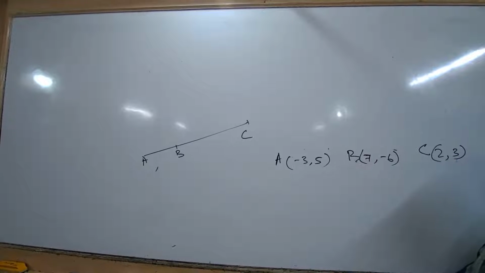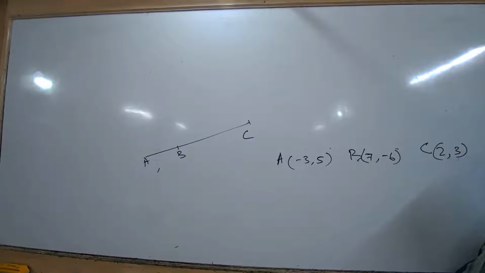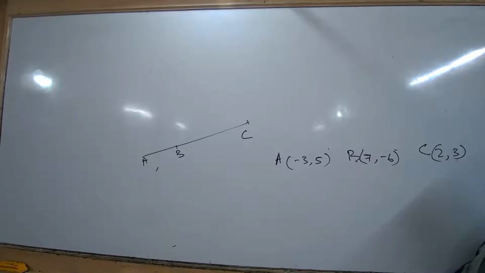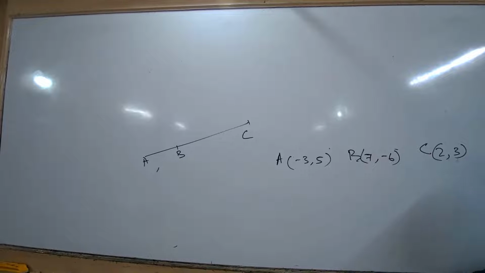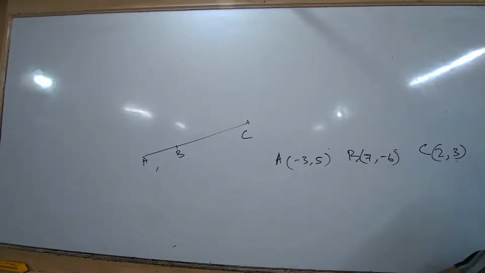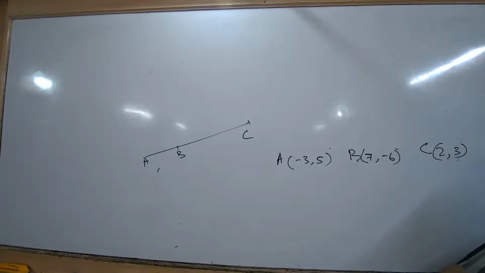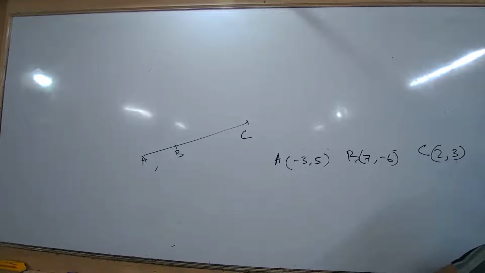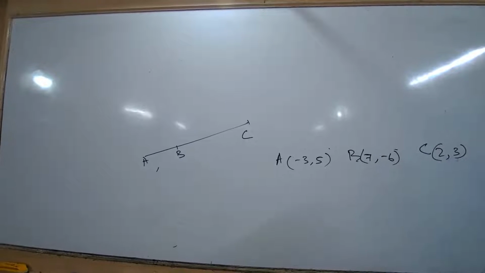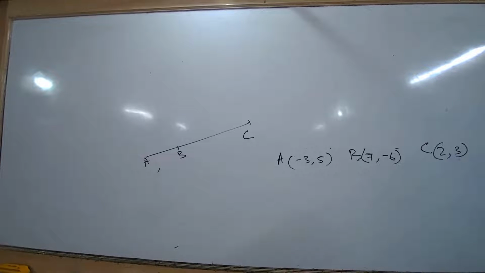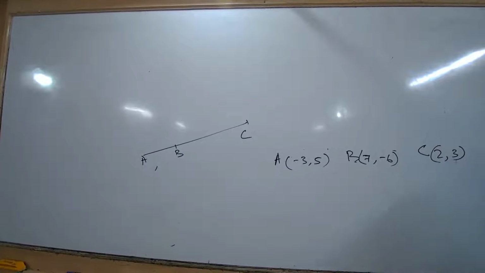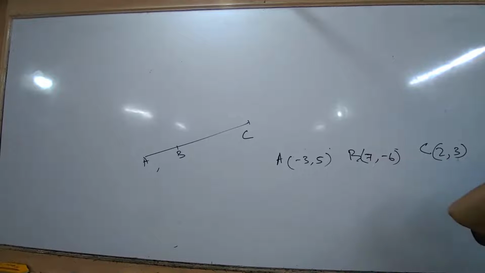All of you followed? Yes, sir. Should I explain anything? Find AB, BC and AC. If the sum of any 2 is equal to the third one, then the points are collinear. Suppose the sum of 2 is not equal to the third one, then they are non-collinear. Non-collinear means they are the vertices of a triangle.